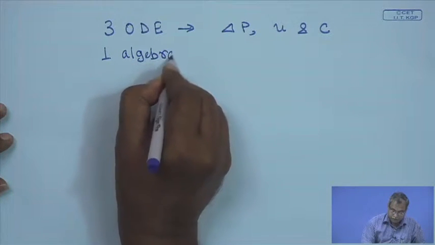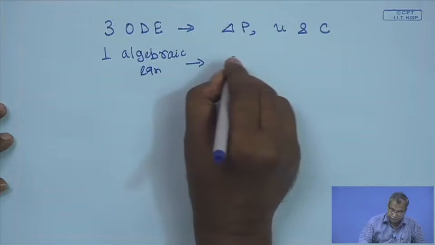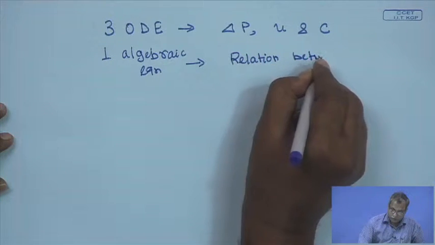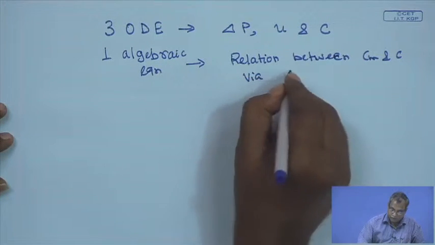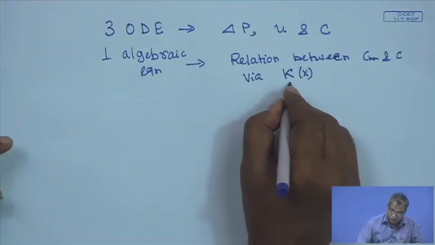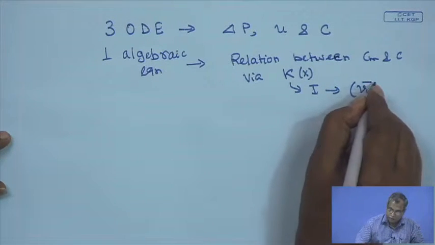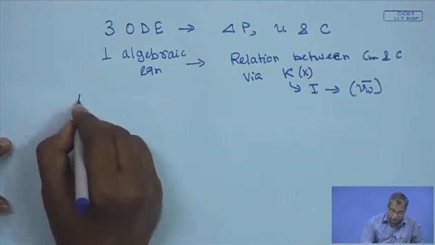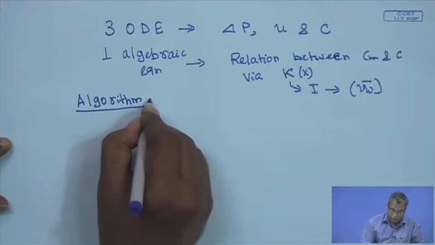The algebraic equation is the relationship between Cm and C via the definition of mass transfer coefficient k, which will be essentially a function of x, and that will be a function of I, and I will be basically a function of Vw bar, or the length average permeate flux. So, what will we be doing? The algorithm goes like this.